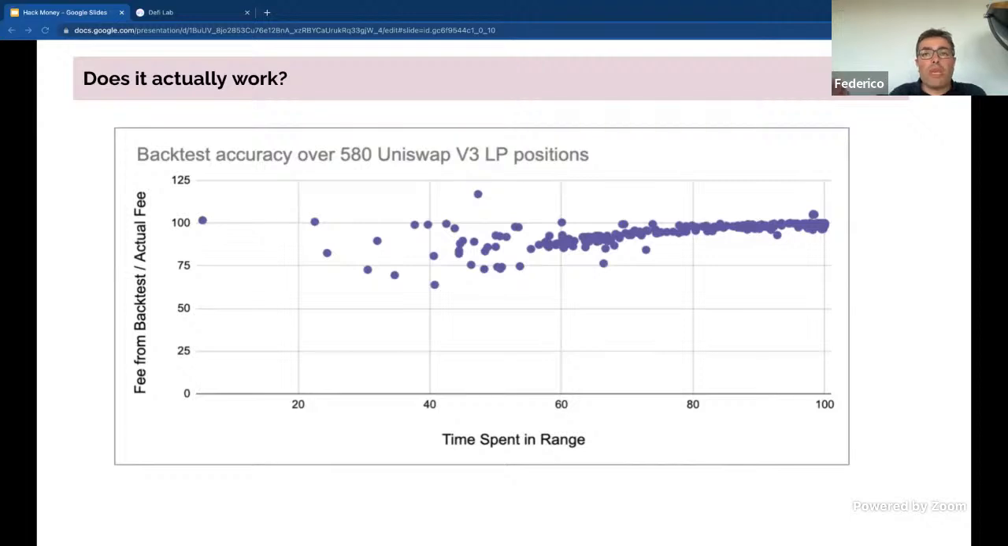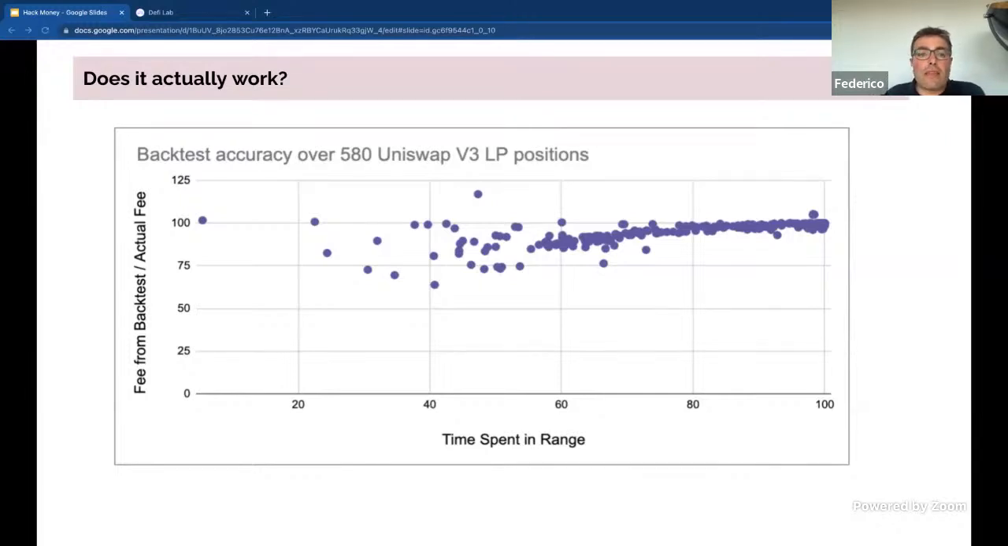Okay, so we were able to calculate the historical fees in an alternative way without the need to download all the data from the swaps and all the data from the liquidity. The first big question is, does this actually work? We did some tests using live positions on Uniswap on Ethereum, and in the chart that you can see on the screen, you can see the results we obtained.